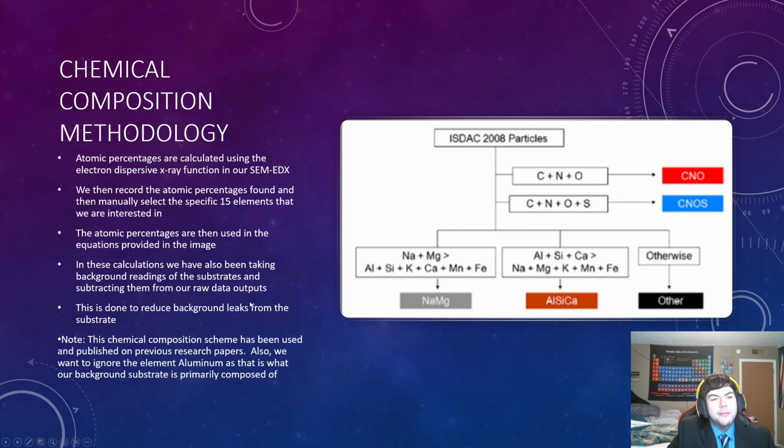So our chemical composition methodology: on the right you see the equations we use to determine what category to put the particle into. Atomic percentages are calculated using the energy dispersive X-ray function of our SEM-EDX. We then record the atomic percentages, manually selecting the 15 elements that we are primarily interested in, which are also listed there on the right. The atomic percentages are then used in the equations in the image.